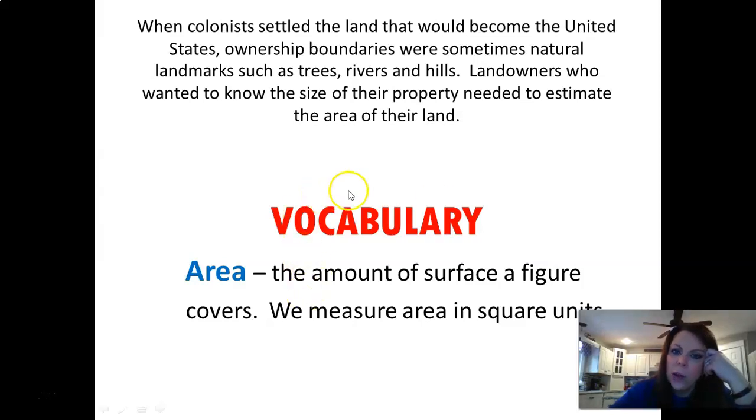So one of our vocab words is area, and area is the amount of surface a figure covers. We measure area in square units. So think of our classroom, our poor, lonely, empty classroom. If we were trying to figure out how much carpet it would take to cover the floor, we would need to know the area of that room, okay? So we're only talking about covering one surface, and it would be measured in square units, and more than likely in square feet or square yards, depending on who did the measurements.